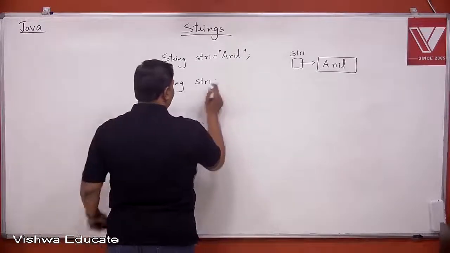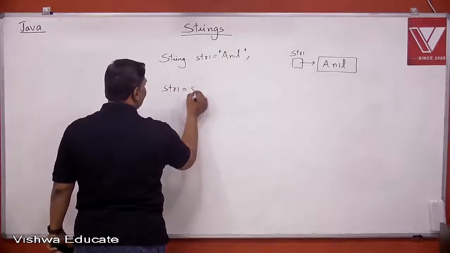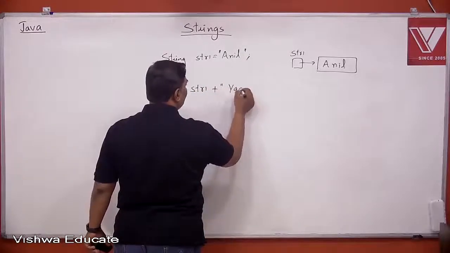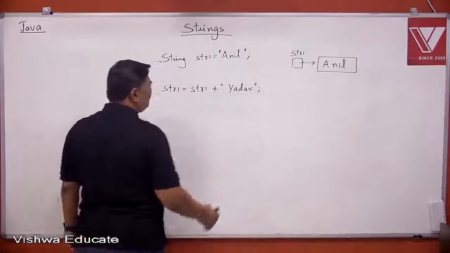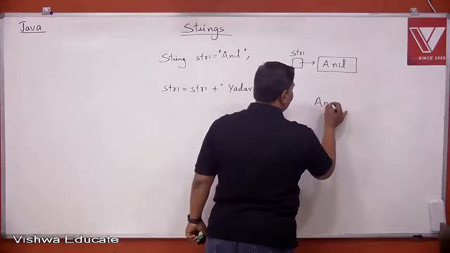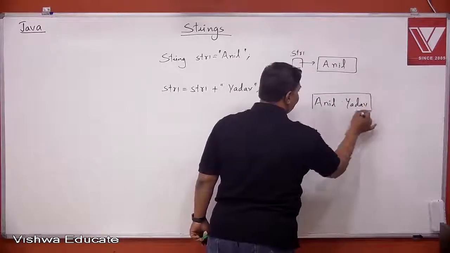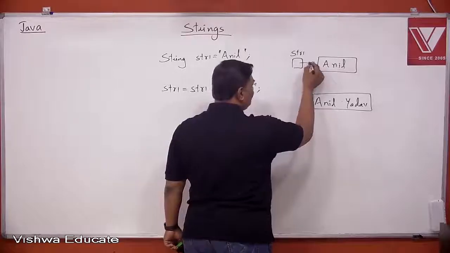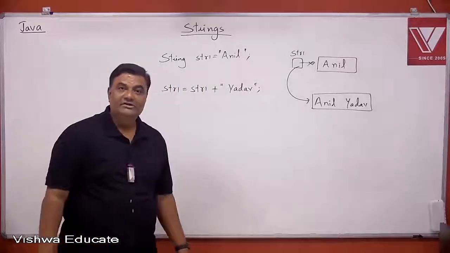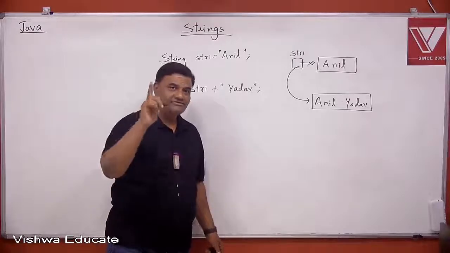Now what I'll do here is str1 assign str1 plus Yadav. What happens now? A new string object is created with Anil Yadav. Then a new object is created and str1 is no more pointing here. str1 will point here. A new object will be created. So I was having in the previous example more than one reference. Now just talk about just one reference.